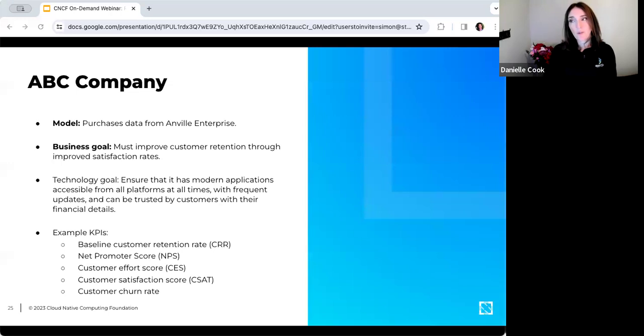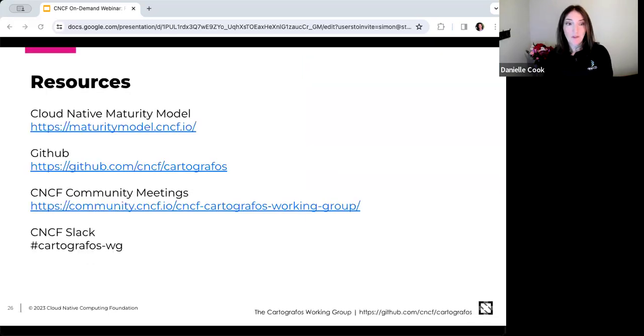Awesome. So those were our three examples of how you can think about a problem in terms of the business goal first, and then map cloud native onto that: cloud native tech, cloud native process, people, experience, et cetera. We have some resources for you. If you want to dive deep into the cloud native maturity model, because there is a lot there, you can do it at this URL.